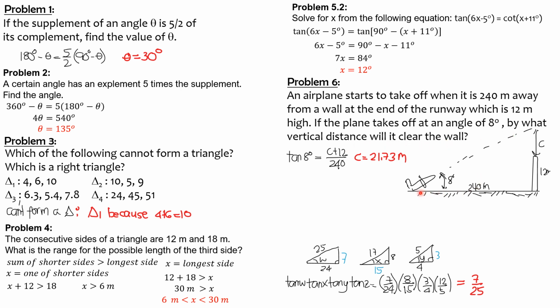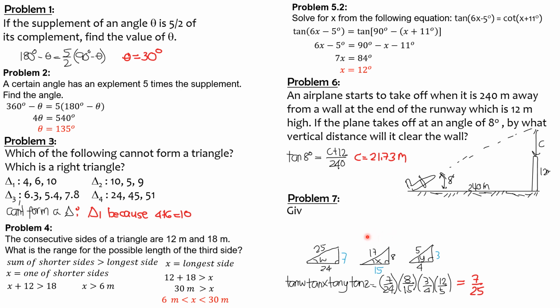So this is the situation. We have the airplane. This is about to take off. And at the end of the runway, we have a 12-meter wall and 240 meters from that wall. So this is the clearance. Therefore, tangent of 8 degrees equals c plus 12 all over 240. Solving for c, 240 tangent of 8 degrees minus 12, and we'll get c equals 21.73 meters.